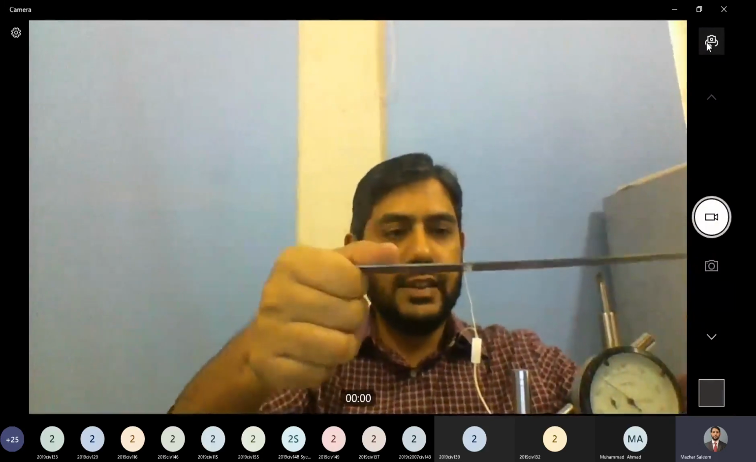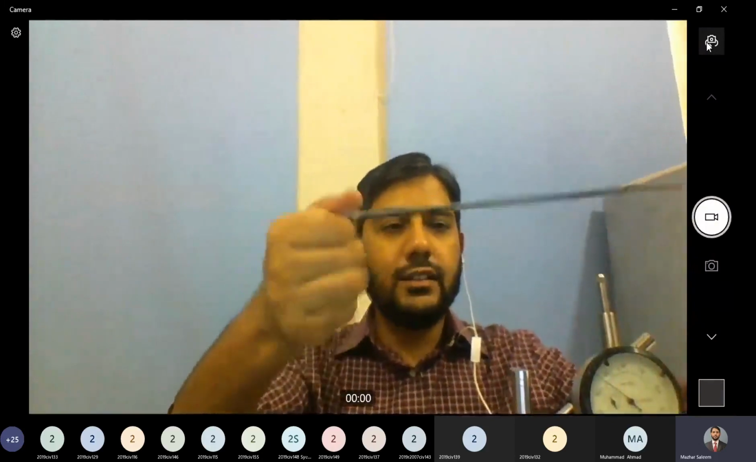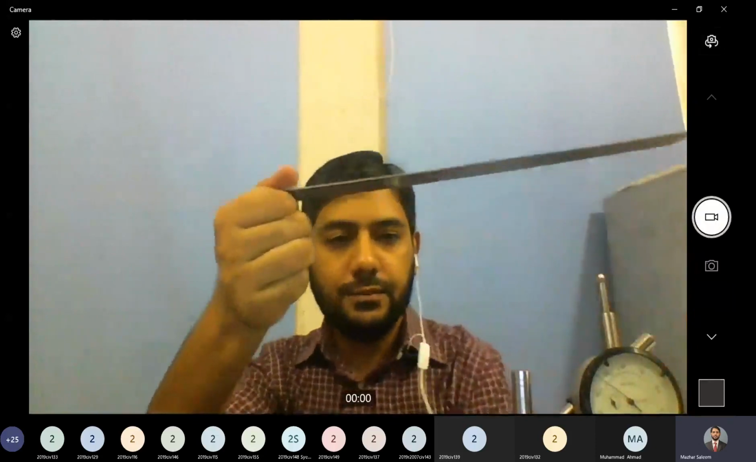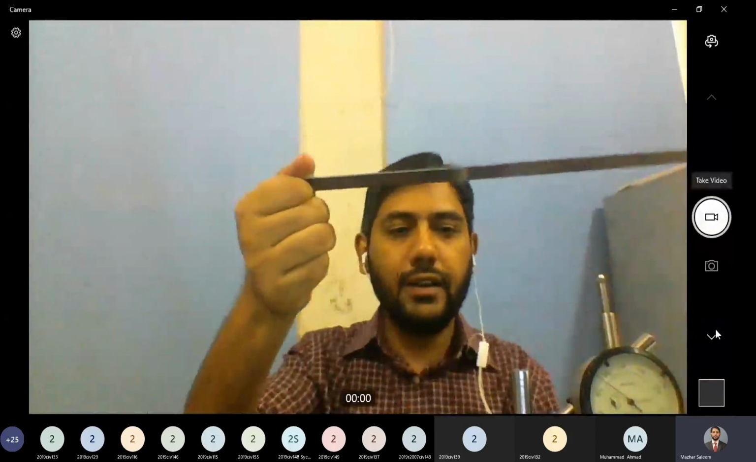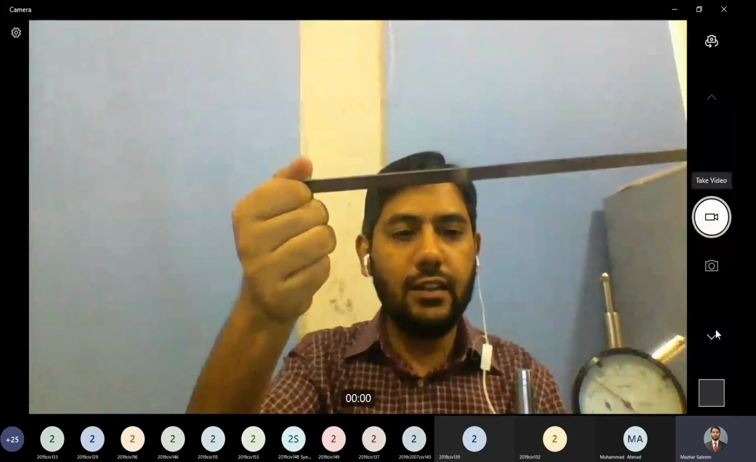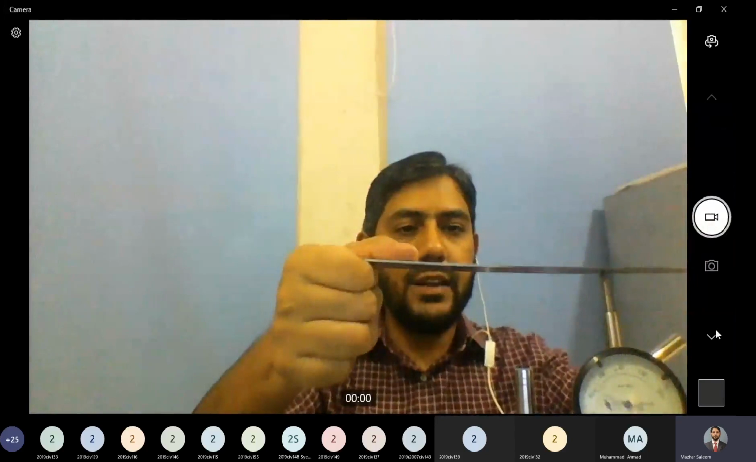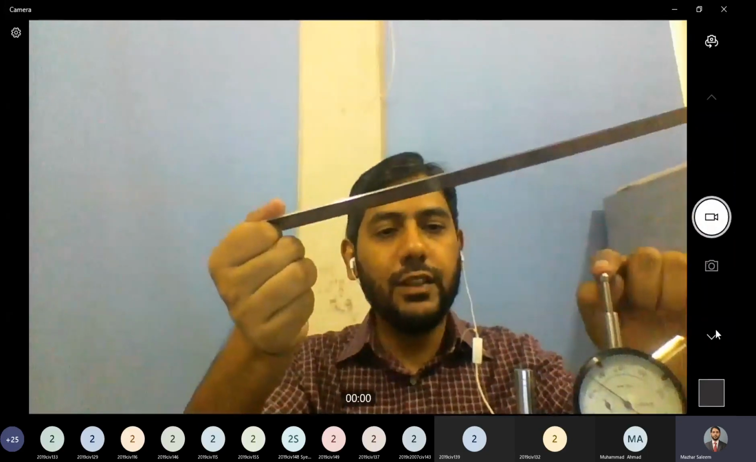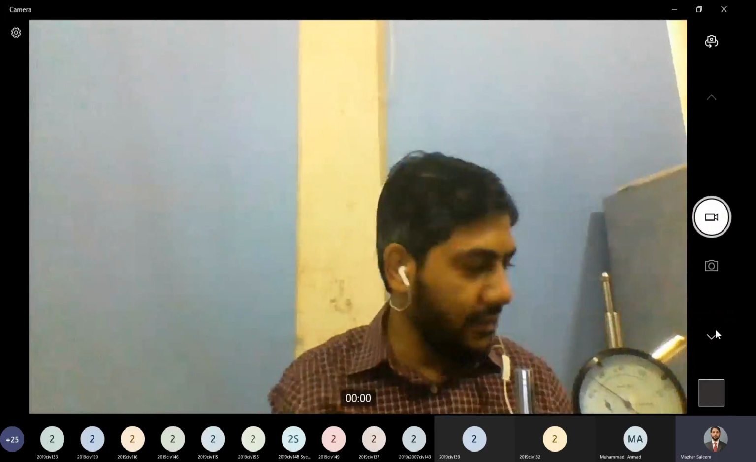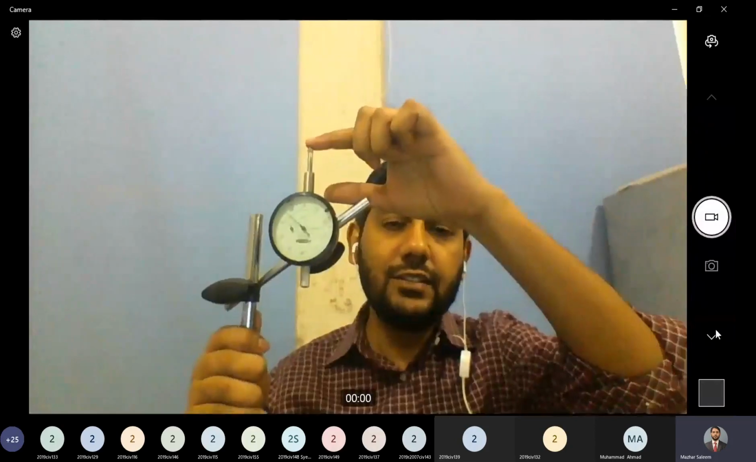So if I want to measure the deflection in the beam, I will place this gauge and beam in such a way that the top end of this needle is touching the bottom end of the beam. So when the beam bends down, this needle or this pin will move in the downward direction. And if you look closely, when the spin moves downwards, the needles on the gauge rotate.